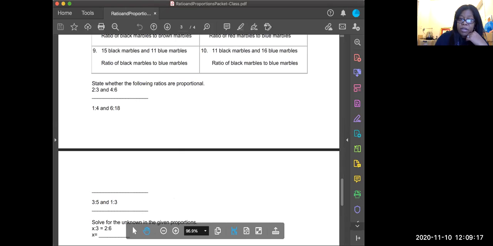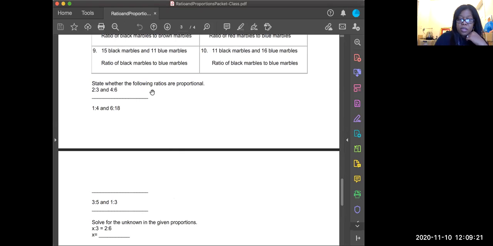I was trying to find my writing tool, sorry. If it's going to let me write. Oh, it is. All right. So what you can do is turn these into fractions, because remember, when we write a ratio, it can be written in three different ways. So if I write 2:3 as 2/3 in fraction format, it's the same thing. Okay. So we want to know if 2/3 and 4/6 are equal to each other.